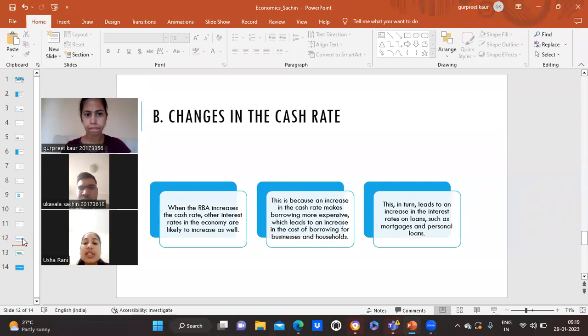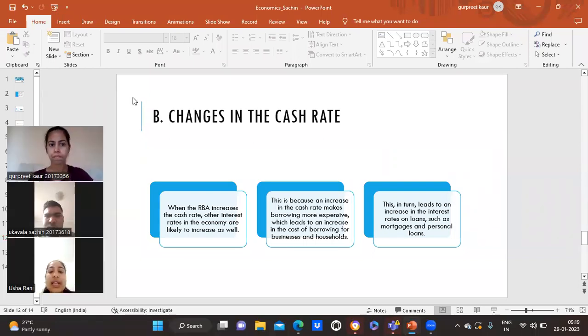Next is the changes in the cash rate. When the RBA increases the cash rate, other interest rates in the economy are likely to increase as well. This is because an increase in the cash rate makes borrowing more expensive, which leads to an increase in the cost of borrowing for businesses and households. This in turn leads to an increase in the interest rates on loans such as mortgages and personal loans.